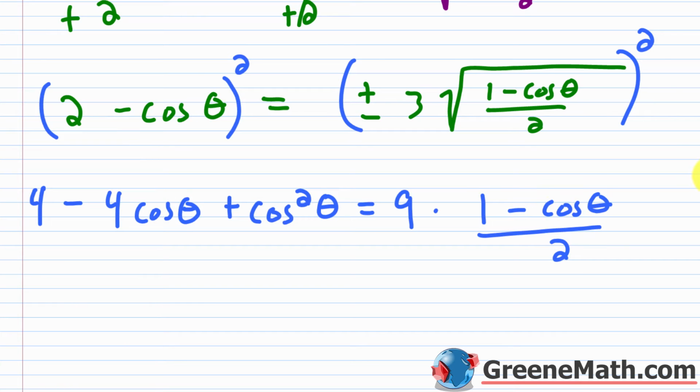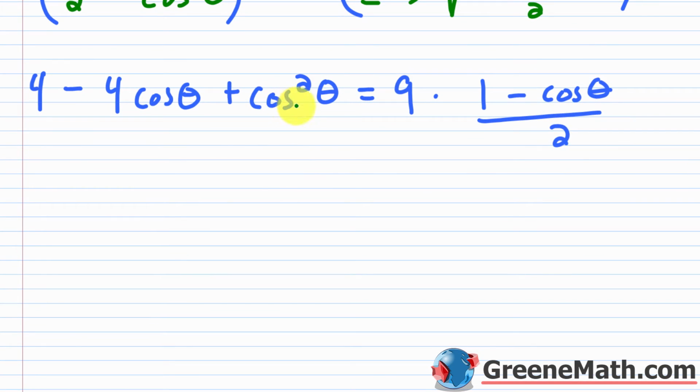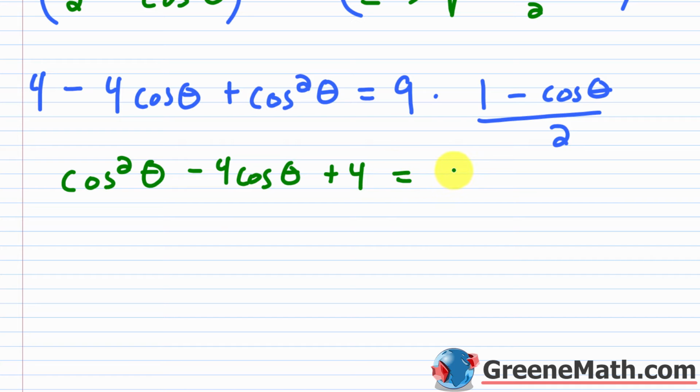Very important. What I'm going to do first is rearrange things. So I'm going to put this as cosine squared theta, then minus 4 times cosine of theta, and then plus 4, okay? So I've got all my signs right. I want to make sure on that. And then this equals 9 times 1 minus cosine of theta, because the 9 is multiplying the 1 and also the negative cosine of theta. Then this is over 2.